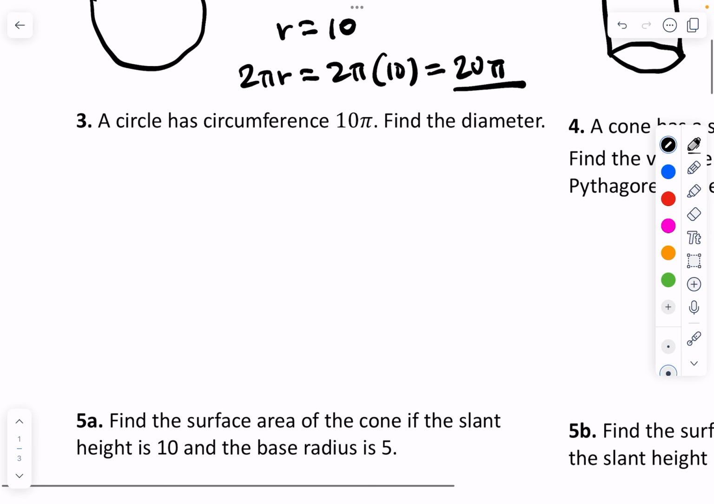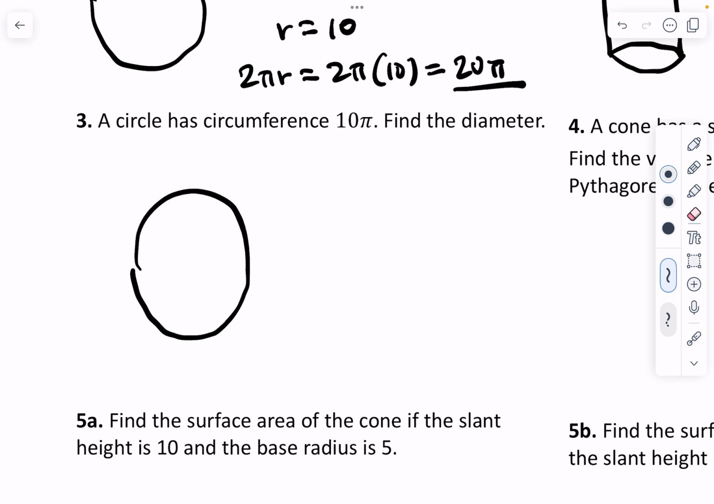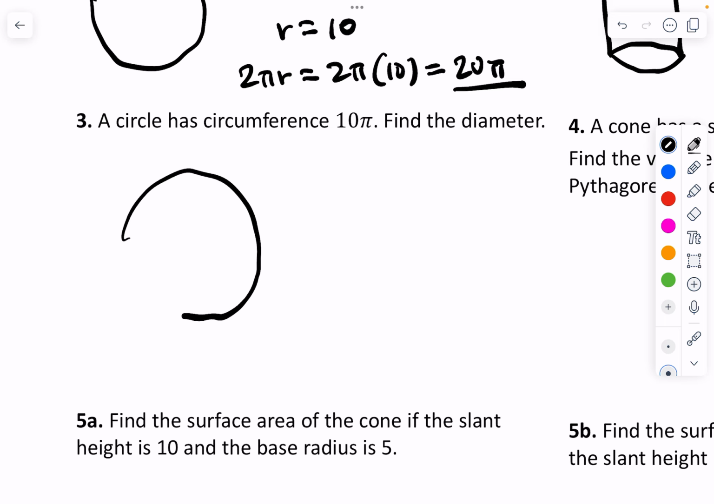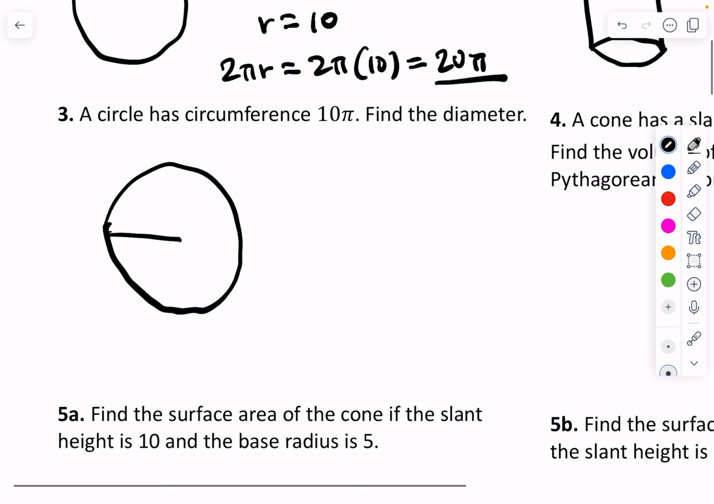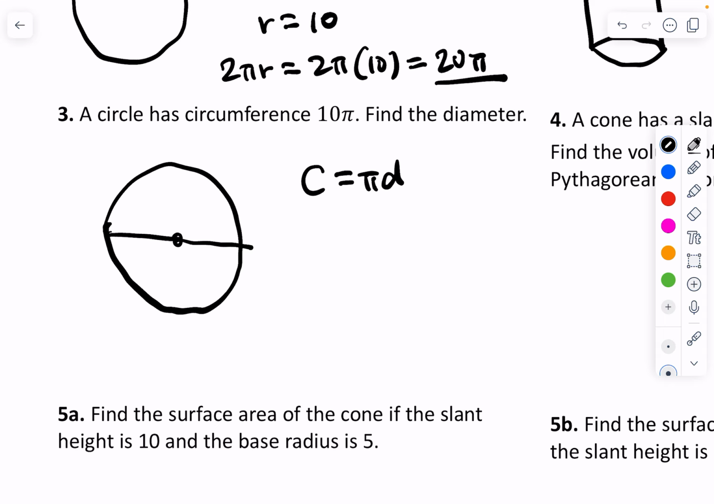Next question. A circle has circumference 10 pi. We want to find the diameter of the circle. Now you could go on and find the radius and then multiply that by 2. However, we have an even simpler way to just find the diameter, right? We know that the circumference of a circle, c, is equal to pi d. So if c is equal to 10 pi, then d is just equal to 10.